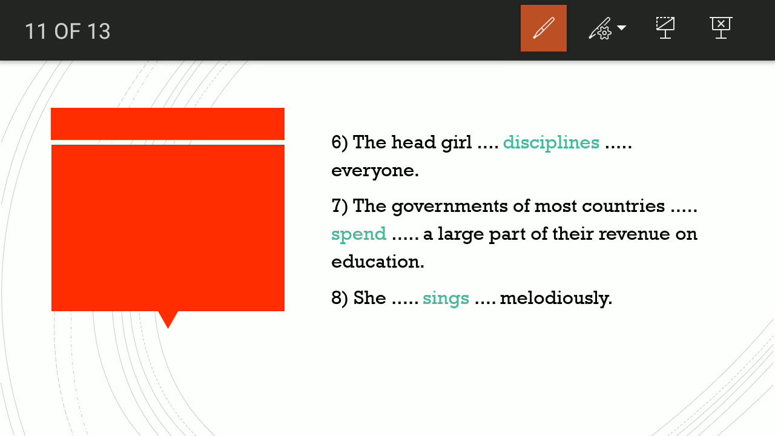The head girl disciplines everyone. We have added s because we are talking about the subject, which is a singular. The head girl disciplines everyone.